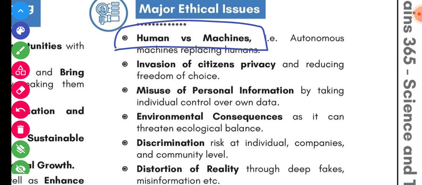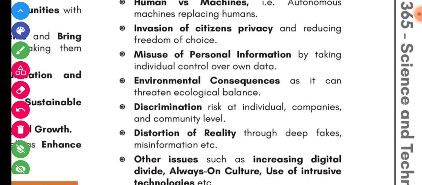So, human versus machines, that is, autonomous machines replacing humans, such as the Internet of Things, which is reducing the time consumed, or reducing the time of any working condition in human life. And invasion of citizens' privacy, because with the new emerging technologies there are various breaches of people's privacy and reduced freedom of choice, and misuse of personal information, taking away individual control over one's own data.